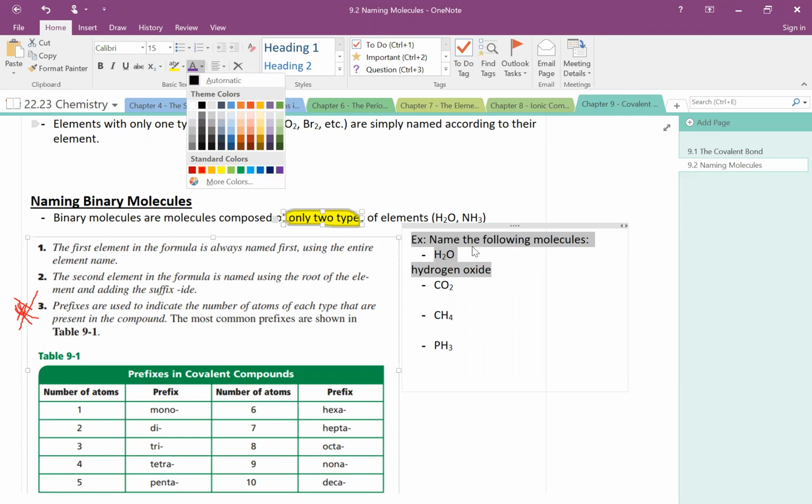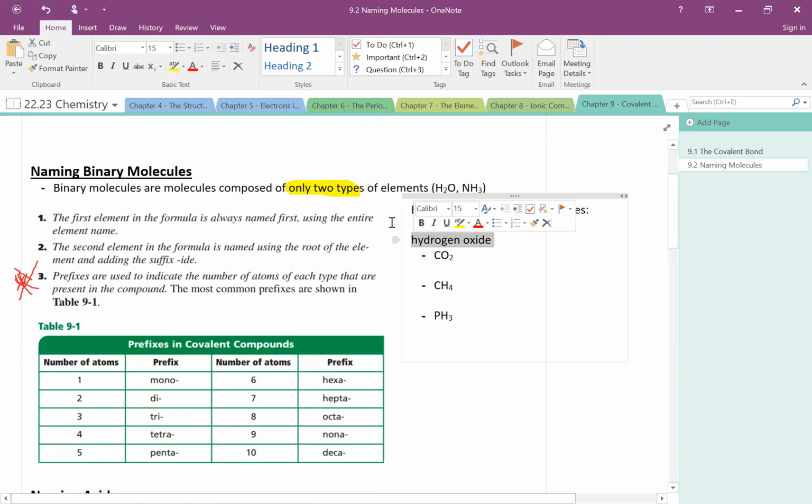Now let's look at step 3, which says that we need to use prefixes to indicate the number of atoms of each type that are present in the compound. If I look at my hydrogens, I have 2 of them, and for 2, my prefix is di. So this would be dihydrogen. And for 1 oxygen, that becomes mono. So dihydrogen monoxide. You don't write the extra O, it's monoxide. Dihydrogen monoxide is the chemical name for water.